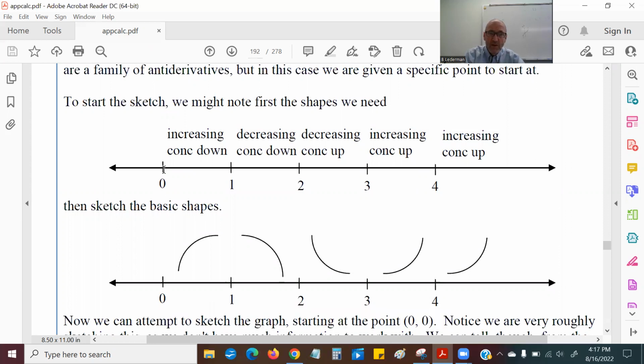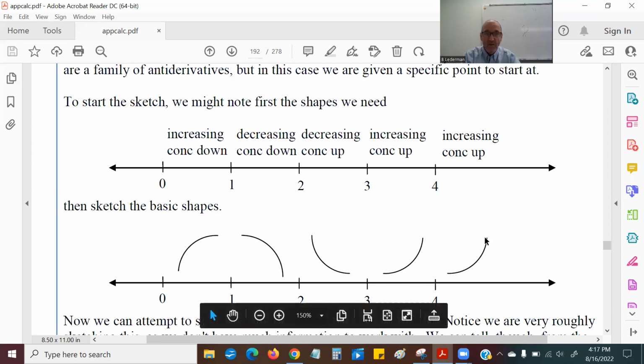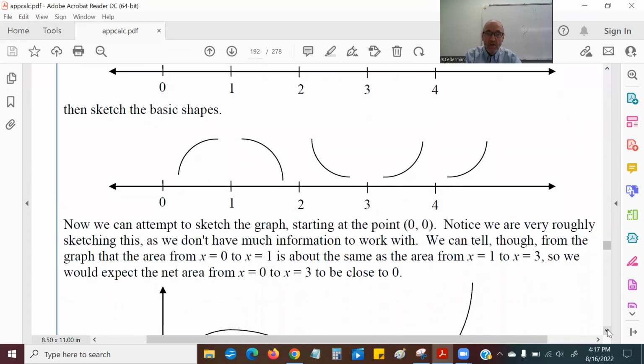So again, from 0 to 1, the function is increasing and it's concave down, like we were saying. Then it starts decreasing, but it's still concave down, and that's possible. And then it continues decreasing, but it becomes concave up, and then the function starts increasing, and it's concave up again, and it stays increasing and concave up. So this is increasing concave down. That's decreasing concave down. That's decreasing concave up. That's increasing concave up, and that's again increasing concave up. So you just have to put all these little sections together.